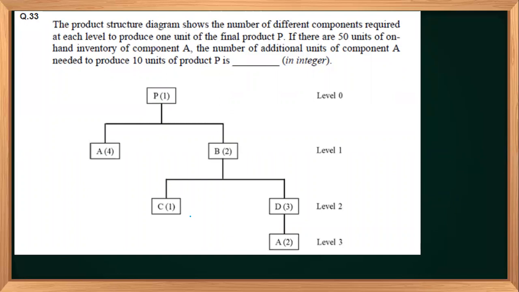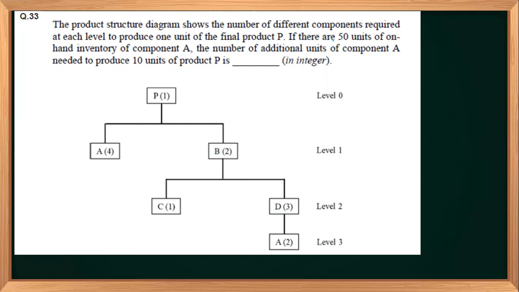You can also say that it's from the bill of materials, right? Now it is asking, in the product structure, for making 1 unit of P, how many units of these components are required? So P requires 2. If I am making 1 unit of P, I directly want 4 units of A and directly want 2 units of B. If I want 1 unit of B, I require 1 unit of C and 3 units of D. And if I want to make 1 unit of D, I require 2 units of A. So this is the structure.